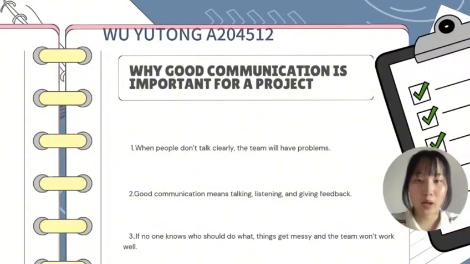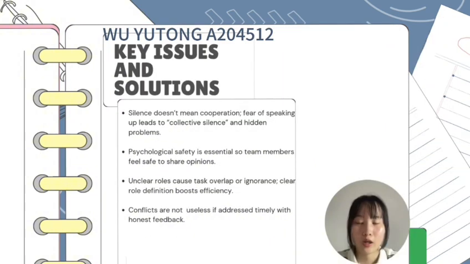Now let's talk about why communication is important in a project. First, when people don't talk clearly, the team will have problems. Good communication is not just talking, it also means listening and giving feedback. Without it, tasks get confusing and the team cannot work well together. This brings us to some common teamwork issues and how we can solve them.